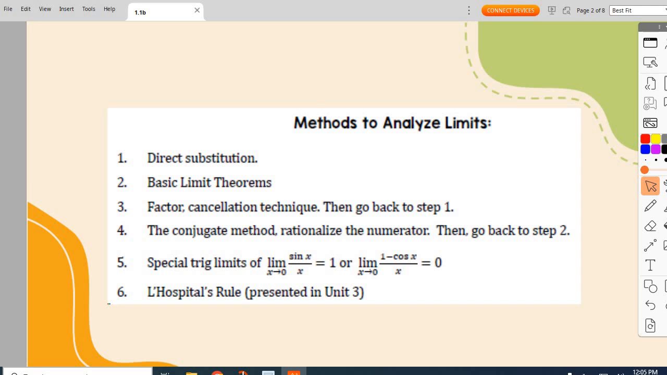So our sine and cosine limits, some of those. Remember that we can also factor and then reduce common factors. We can multiply by the conjugate when we have an irrational. We have special trig limits, and we have L'Hopital's rule. We're not there yet.